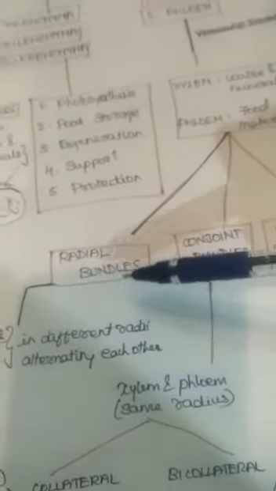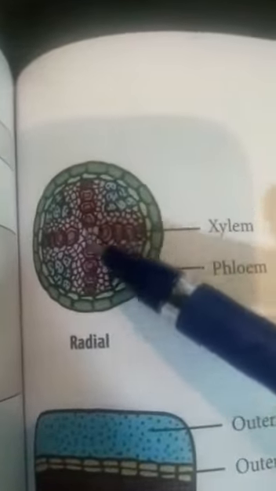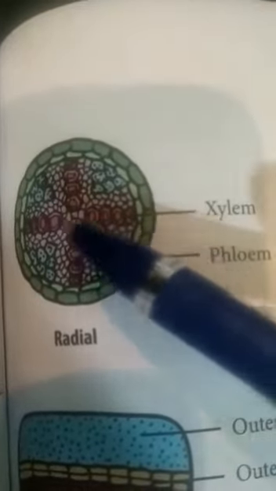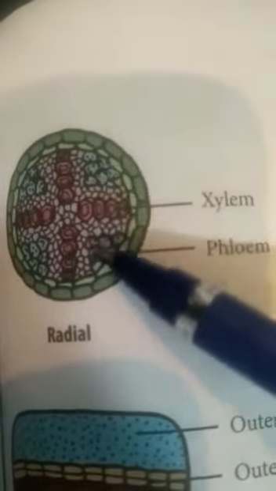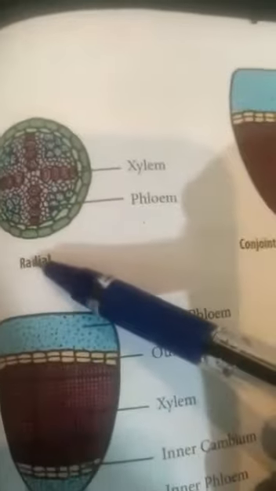In roots, they are found in the form of radial bundles. What are radial bundles? Radial bundles are where xylem and phloem are in different radii, alternating each other. You can see in this diagram, this is xylem and this is phloem. Xylem are present alternating to each other and phloem are present alternating to each other. They are in different radii. This is called radial bundles.